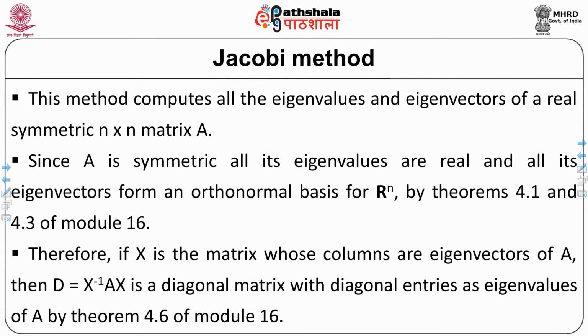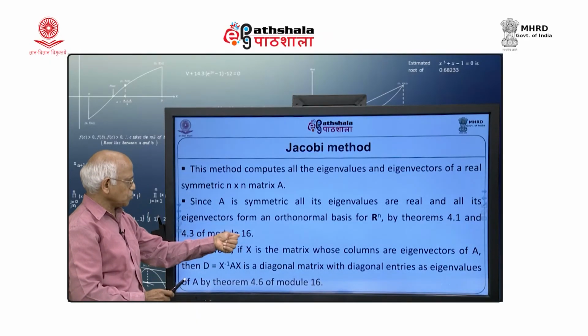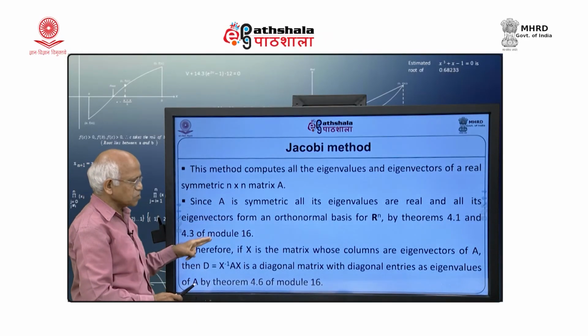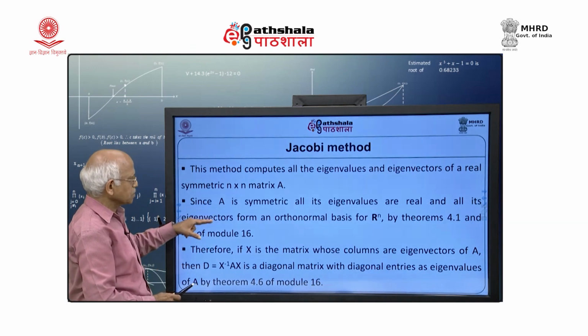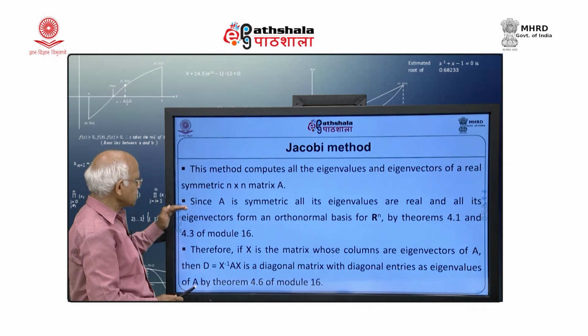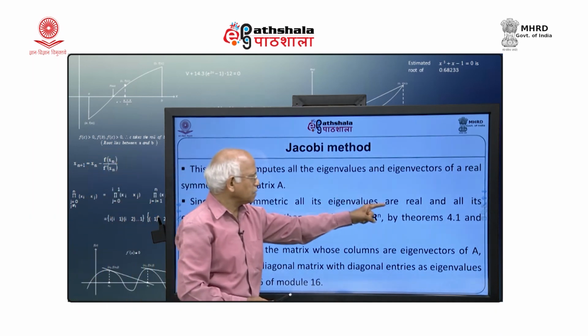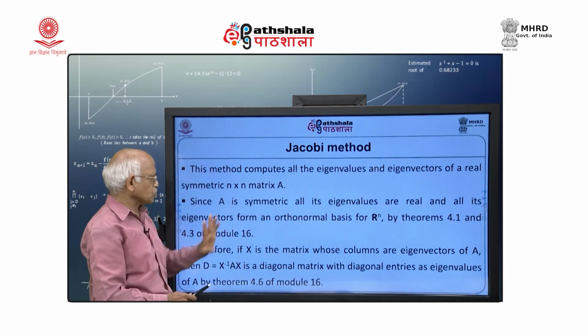Now, here we need a real symmetric matrix. Since A is symmetric, all its eigenvalues are real and all its eigenvectors form an orthonormal basis for R^n by theorems 4.1 and 4.3 of module 16. We have discussed these theorems in module 16, which give this result: for a real symmetric matrix all its eigenvalues are real and all its eigenvectors form an orthonormal basis.